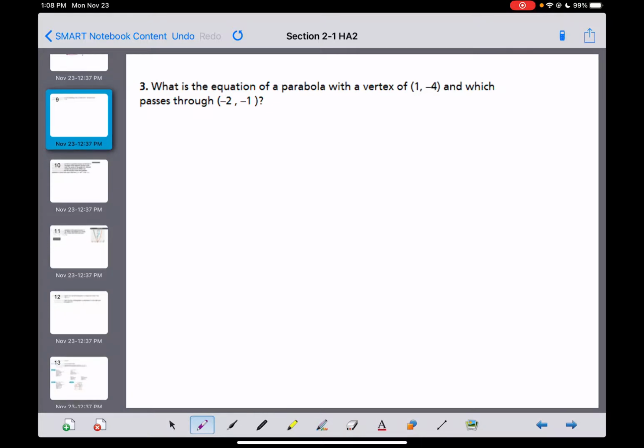So what is the equation of a parabola with a vertex of 1, -4 that passes through the point -2, -1? Okay, so step one was to rewrite it with their vertex in there. So in purple, y is equal to a times x minus h. My h value is 1, so x minus 1 squared plus k, but k is -4. So I can just put it like that. And again, it's kind of the opposite of what you see in there.